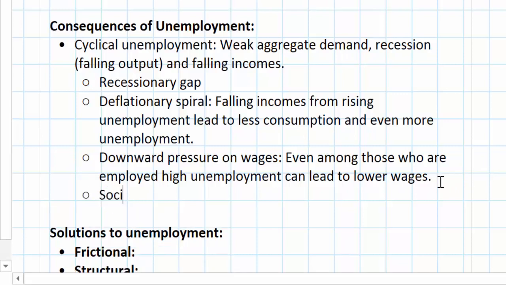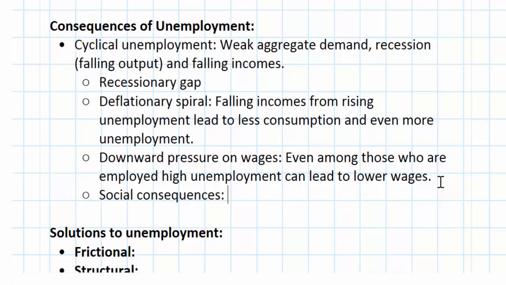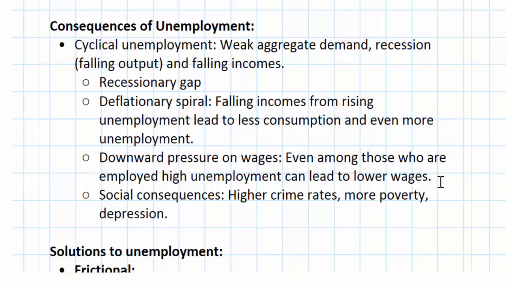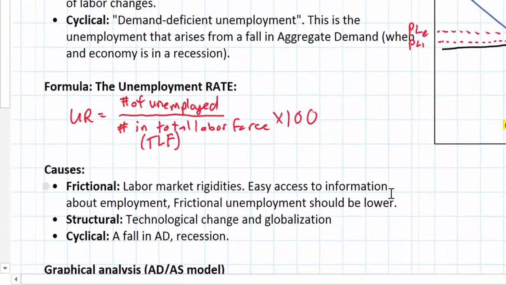What about the social consequences? Of course, there are many studies that show that more unemployment leads to higher crime rates, more poverty, and perhaps mental or psychological problems such as depression. However, this is an economics class. While we do identify these social consequences, our main focus is clearly on the economic consequences.